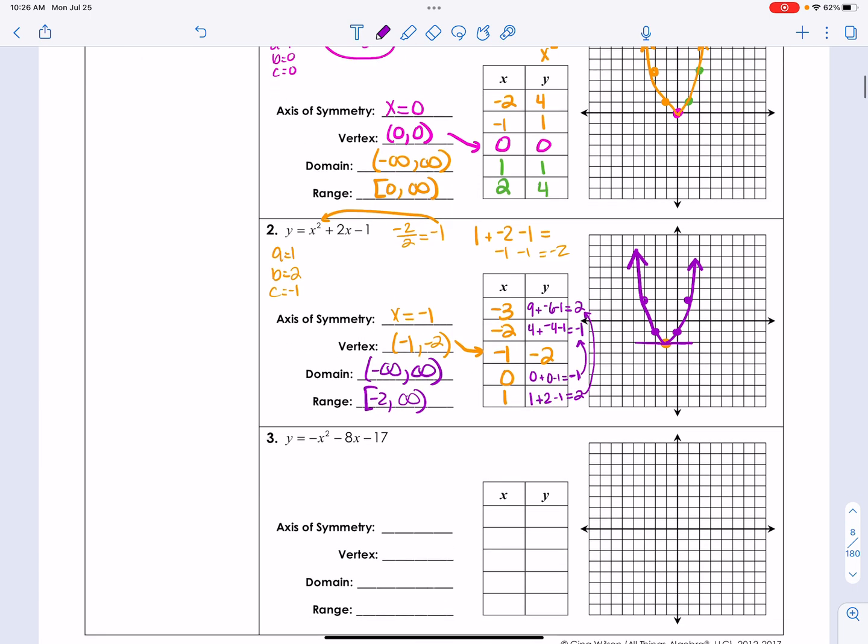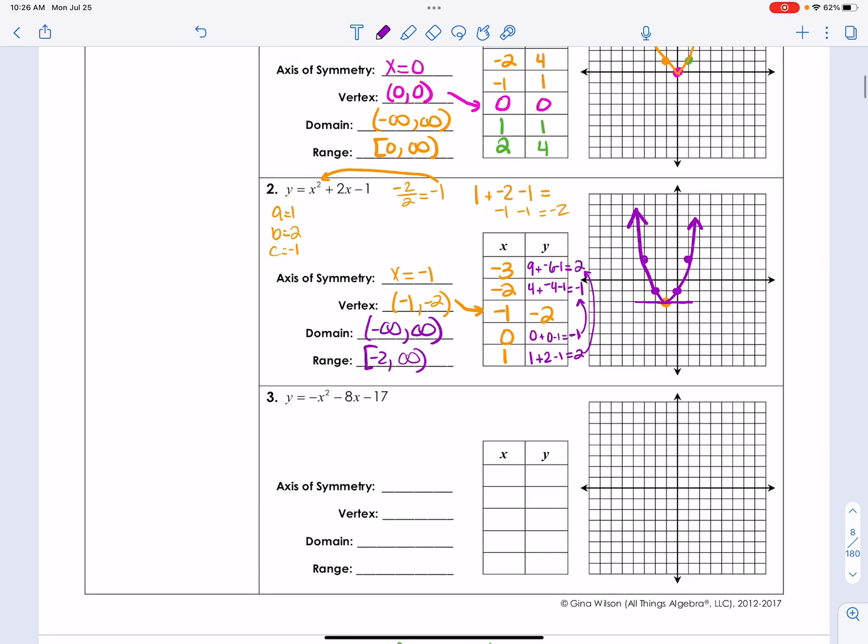All right. So I would like to take a look at this next one, and we're going to use that trick. So my A is -1, my B is -8, and my C is -17. So I'm doing a negative b over 2a. So that's a negative 4. So my axis of symmetry is a negative 4. Okay, so I'm going to plug the negative 4 in there. So that's a negative of a negative 4 squared minus 8 times a negative 4 minus 17. So that's a negative 4 squared is 16, but then you're taking the negative of it.